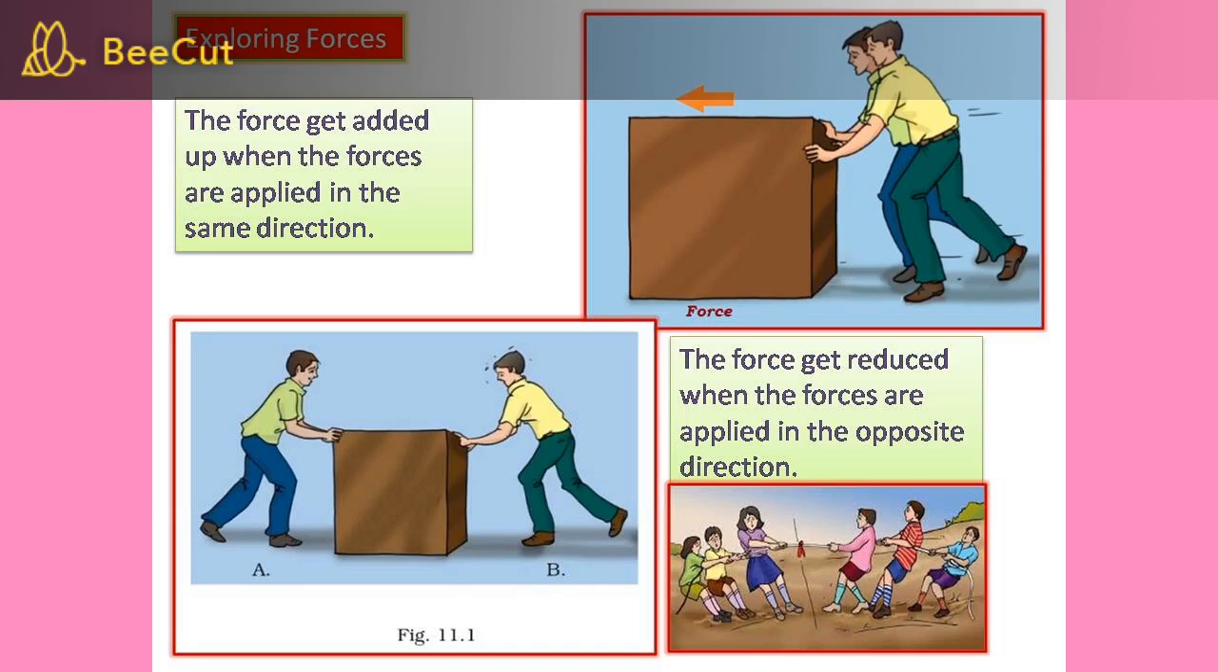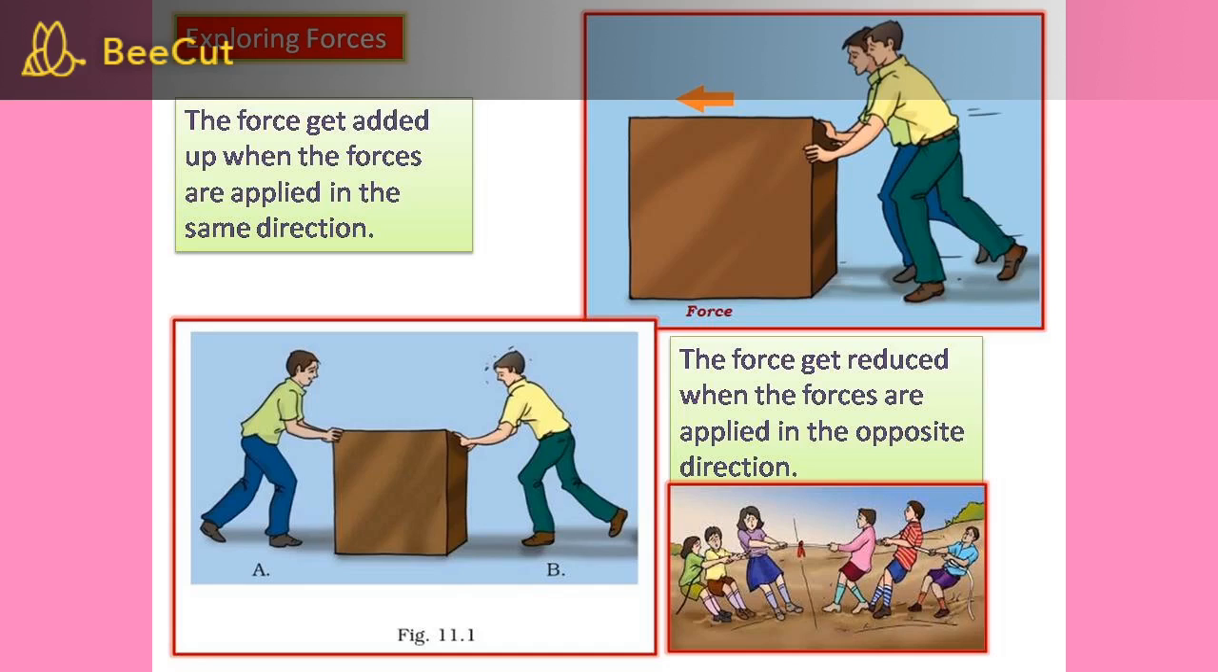Now, in the next case, the force gets reduced when the forces are applied in the opposite direction. Here in this example, a game of tug of war. Here two teams pull at a rope in the opposite direction.